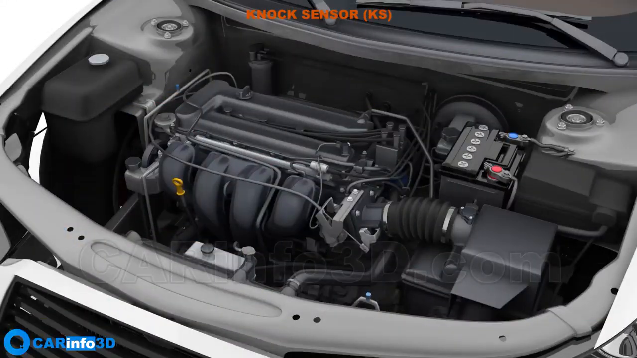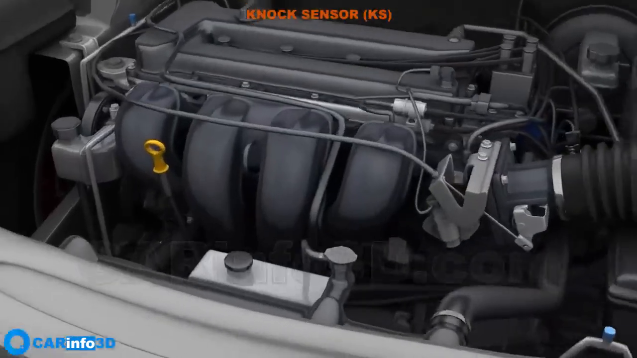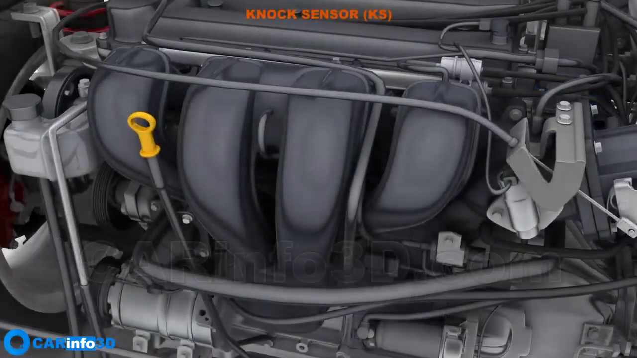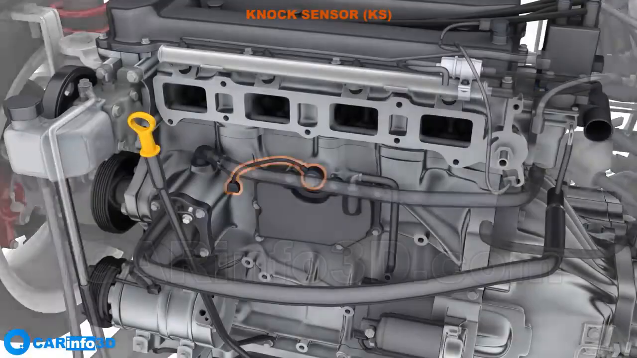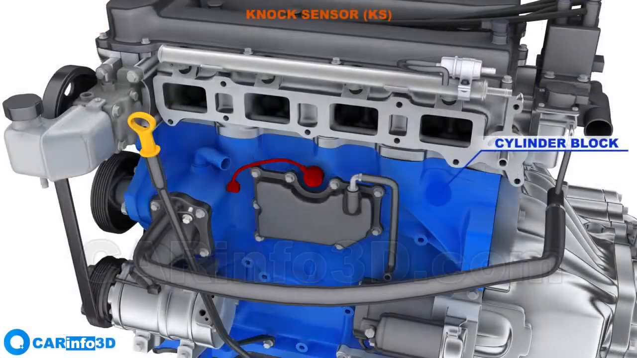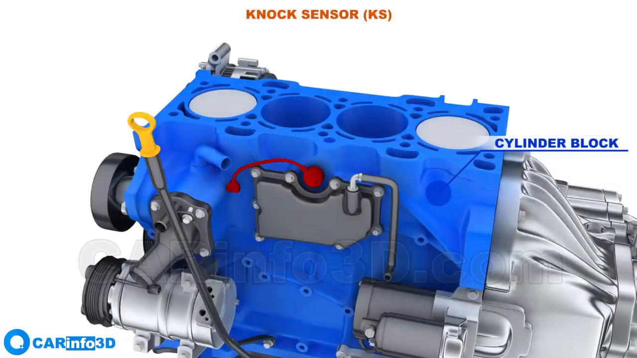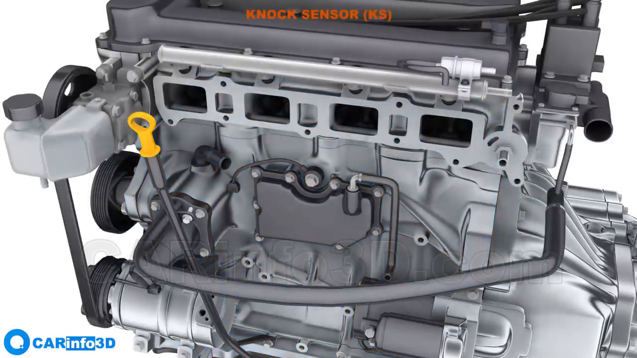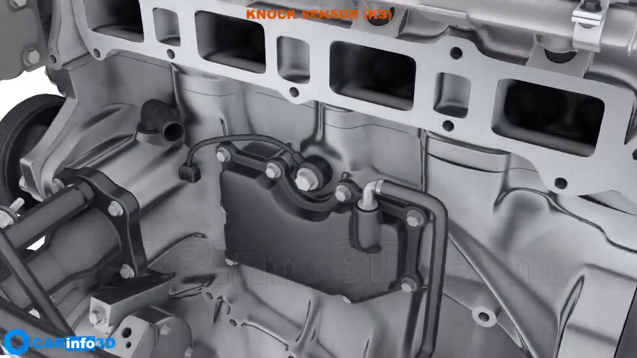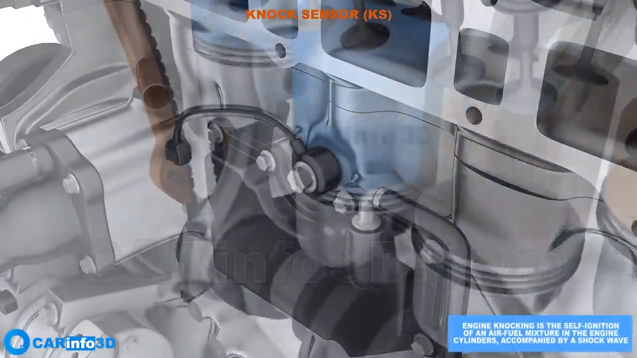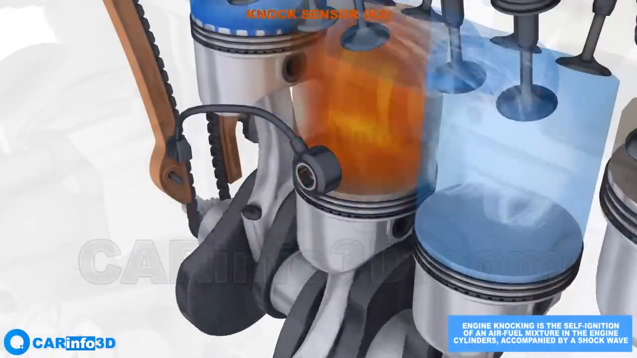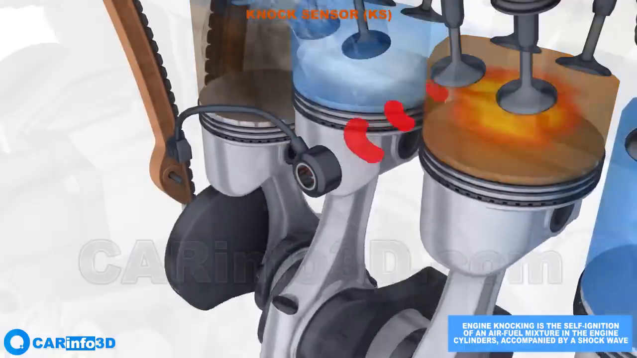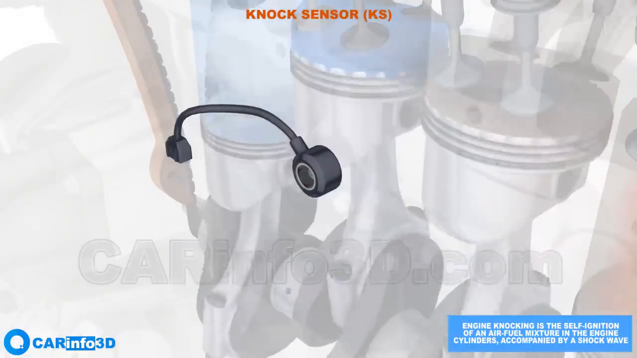Moving on. The knock sensor is mounted on top of the cylinder block near the combustion chambers. In four-cylinder engines, it is found between the second and third cylinders. The sensor detects metallic knocking in the cylinders, which is symptomatic of engine detonation. Prolonged detonation can cause severe engine damage.